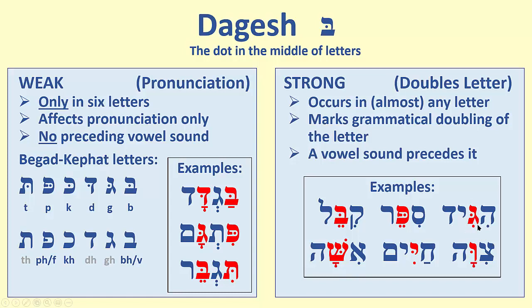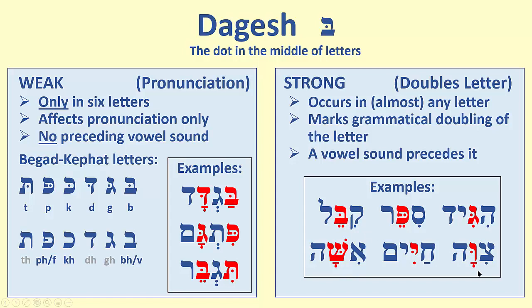Higid. This gimel is a begad kefat letter. It could have a weak dagesh, but since we see a vowel sound preceding it, we know it is strong. This gimel is grammatically doubled. The next example is siper. This also has a begad kefat letter, but we know this dagesh is strong because of the preceding vowel under the samech. Kibel is the same. We have a bet that could take a weak dagesh, but since it has a vowel sound preceding it, we know it is strong, and therefore this bet is grammatically doubled.